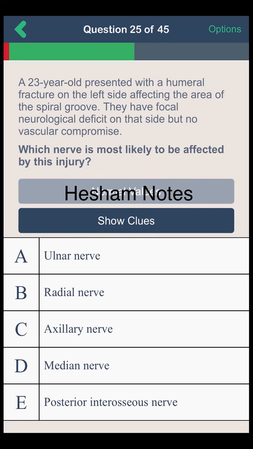Excellent, because the supply of the triceps is above the level of the spiral groove, in the axilla. So the triceps will be spared, so there is no elbow drop. There will be wrist drop and finger drop, loss of wrist extension and loss of finger extension. Okay, then I will repeat again.